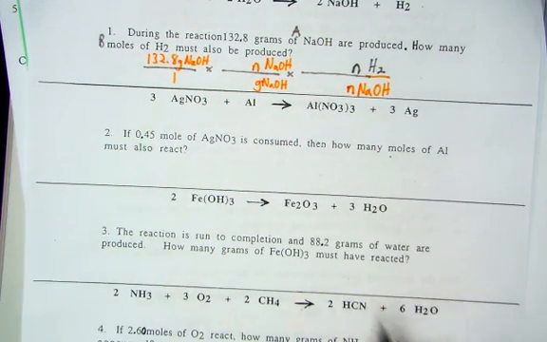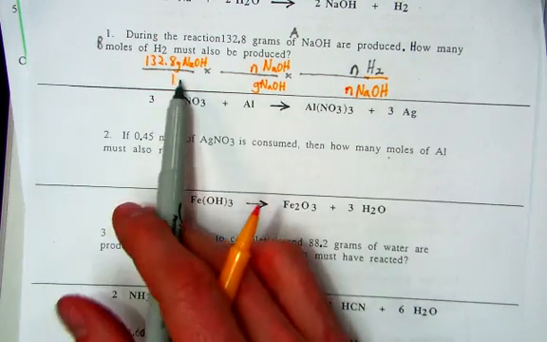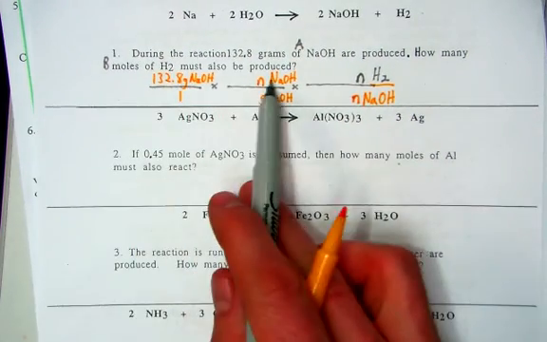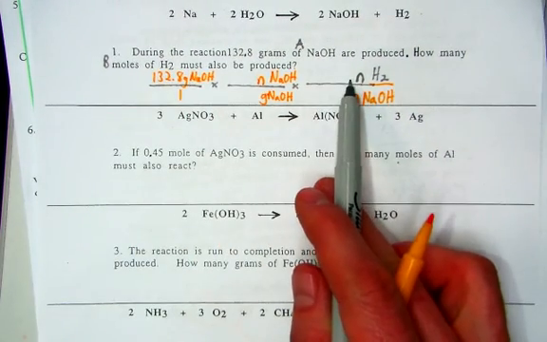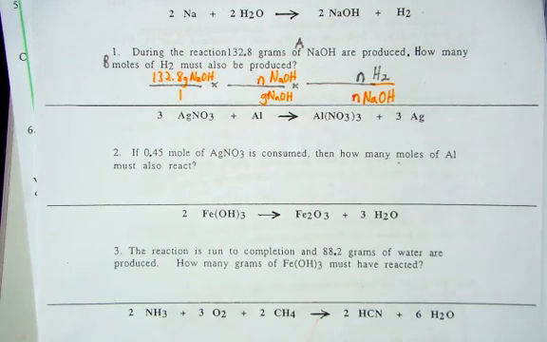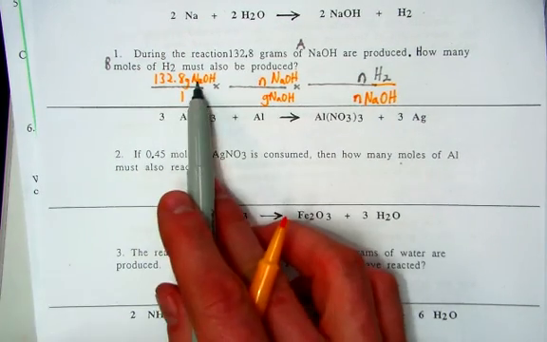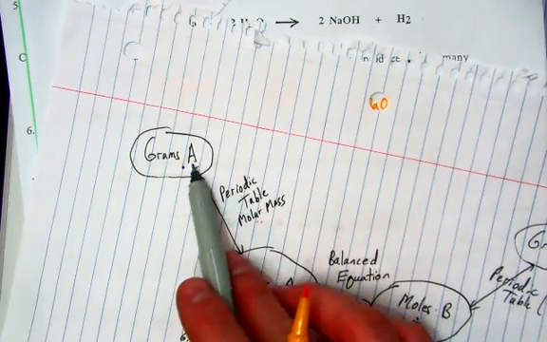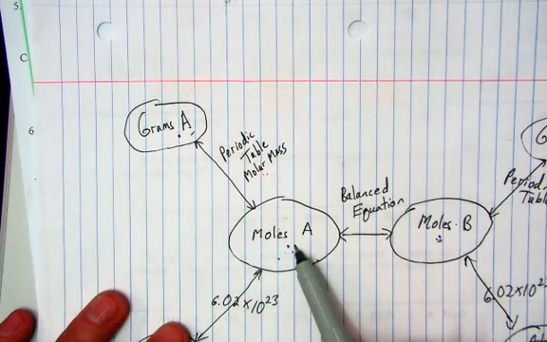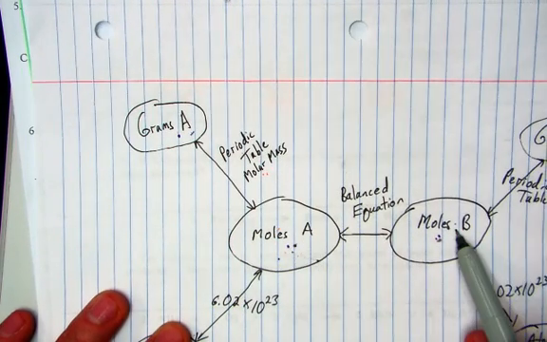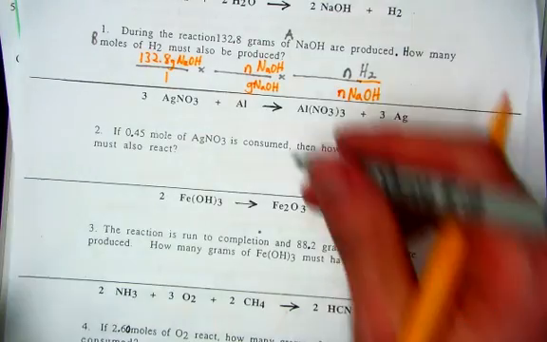So check your mole map with me here. The top of each bar should be equivalent to what the bubble says. So we have grams of A, moles of A, then moles of the new substance. So we're good to go. Now, what numbers do I put in there?